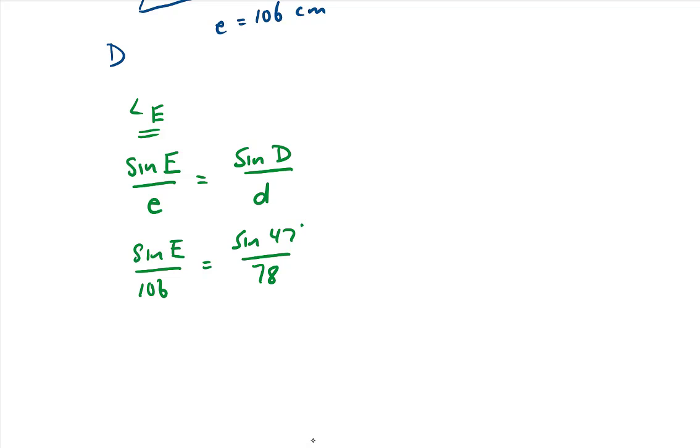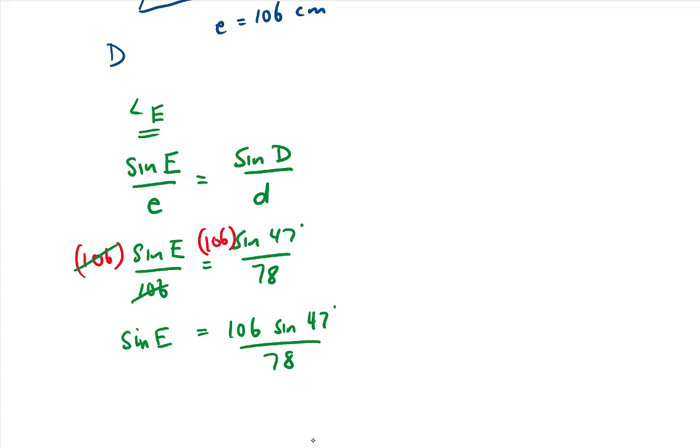And the same as before, we need to get the E by itself. Our first thing, it says sine E divided by 106, so the opposite operation is to multiply by 106. This gives us that sine of E, remember because these cancel, is equal to 106, I would leave it in front of this sine, times sine 47 degrees all over 78.